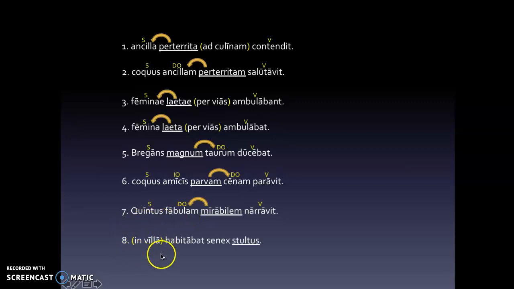All right, in villa, we can separate that as our prep phrase. We've got stultus here. It's nominative masculine singular. Nothing else in this sentence ends in us, but senex is also masculine nominative singular. So we've got our verb and we've got a nominative subject. So the stupid old man used to live in the house.